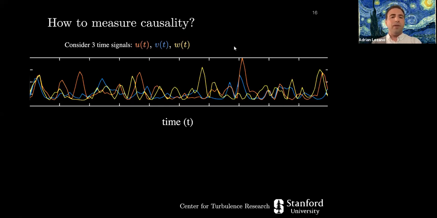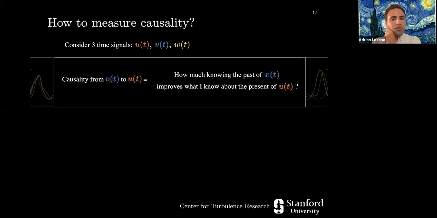And it doesn't need to be constrained to 3 signals. I could have 20 signals or whatever I want. But just for the purpose of presenting the method, this is enough. So a way of introducing the concept of causality is just using this intuitive idea that we have: I can define the causality from a signal V to another signal U as how much knowing the past of V improves what I know about the present of U.